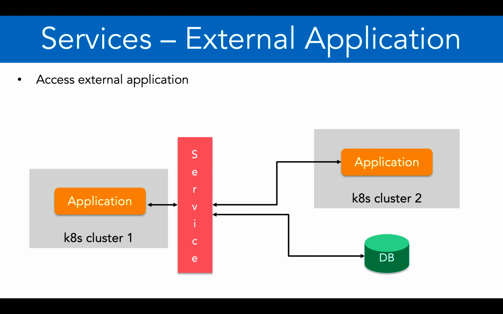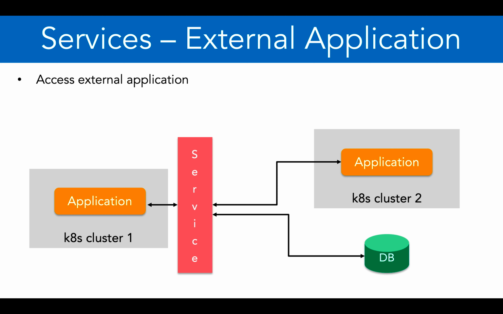So you can use a service to access such external applications also, meaning an application or database which is not in Kubernetes. So external application services do not constrain you only to be within the ecosystem of Kubernetes. You can access applications outside of it as well. Now the question might arise, how would you do so? Why would you like to do it?